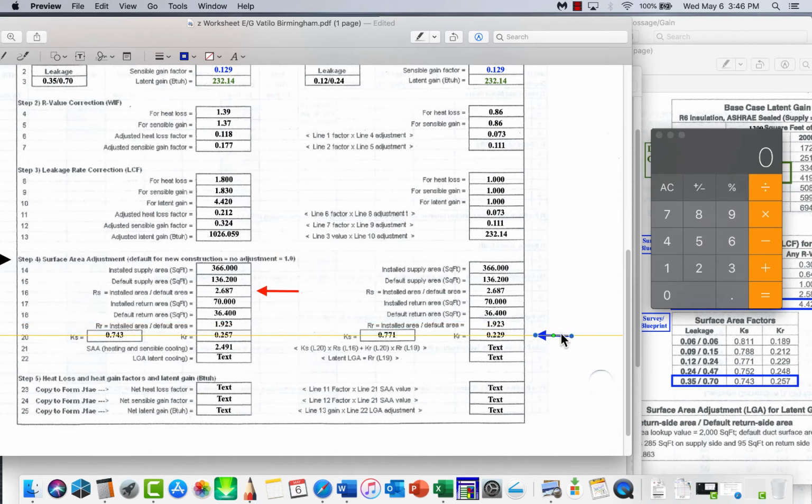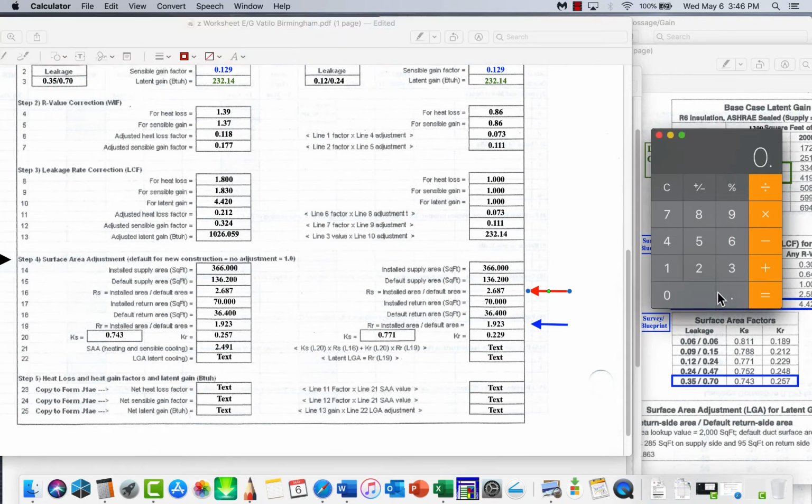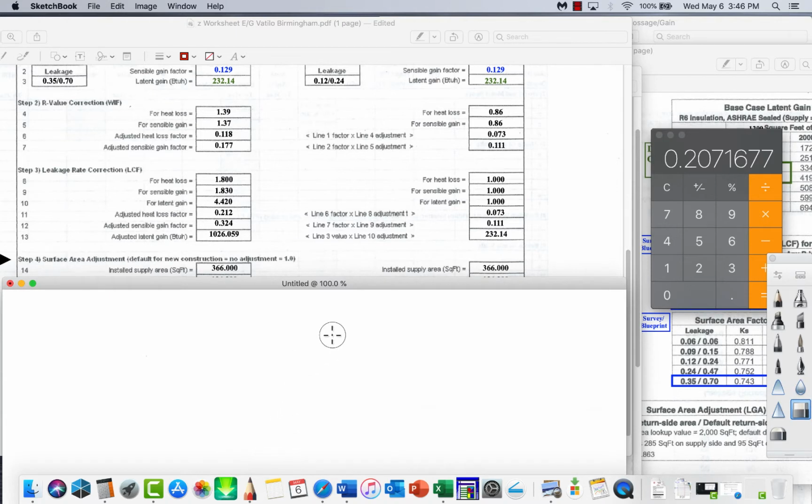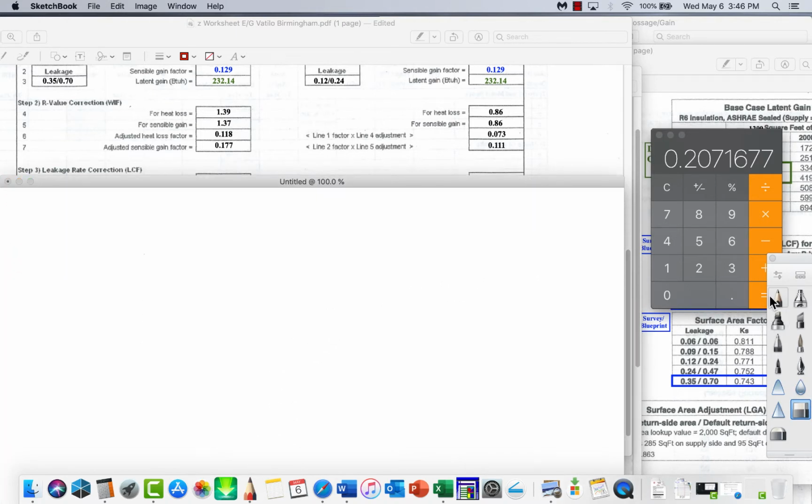All right, so we're going to take these same kind of numbers here and we're going to pull them from the corrected side over here, which is also identical. These numbers here are the only one that changed. So we got this number times this number, 0.0771 times 2.687, and that equals that number. And I'm going to write that down. Here we go.